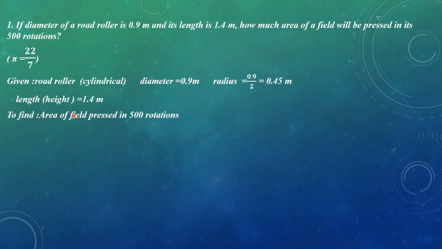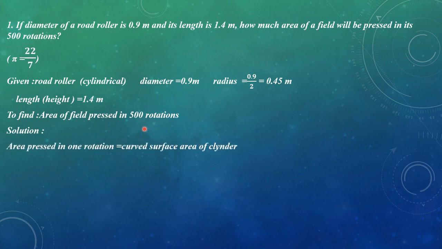We have to find the area of field pressed in 500 rotations. Now solution, students. Area pressed in one rotation is equal to curved surface area of the cylinder, that is curved surface area of the road roller, that is equal to 2 pi RH. Now curved surface area is equal to 2 multiplied by 22 by 7 multiplied by 0.45 multiplied by 1.4.